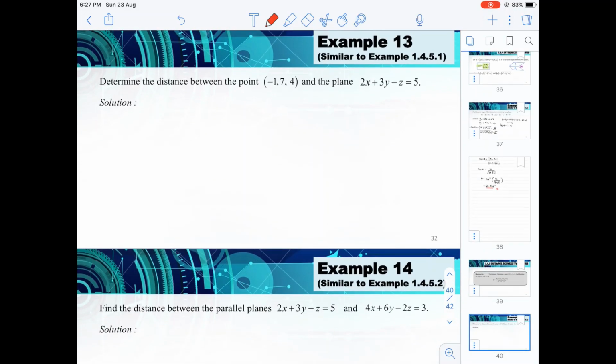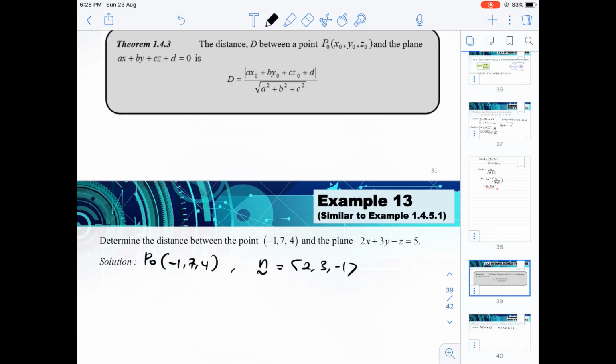Okay, so example 13 is a very direct example. Find the distance. You are given the point P0, -1, 7, and 4. And then the normal vector is taken from the equation of the plane. We have 2, 3, and -1.